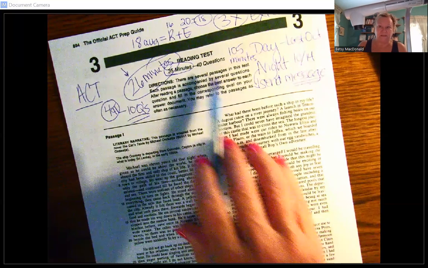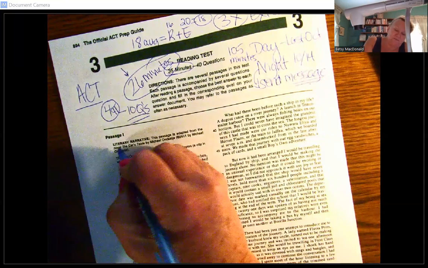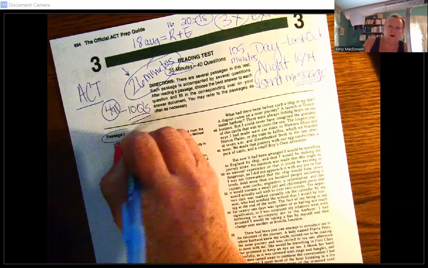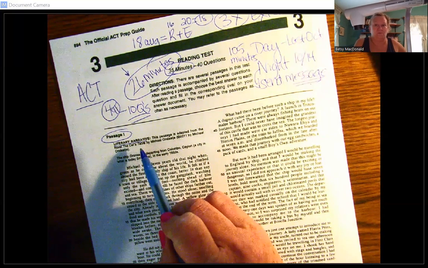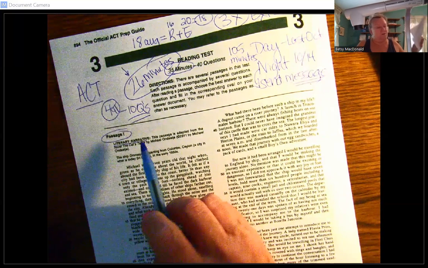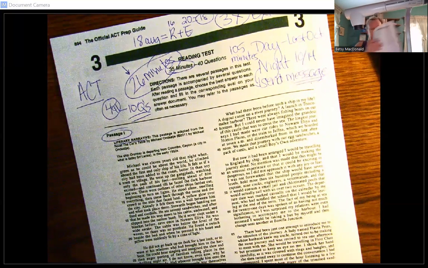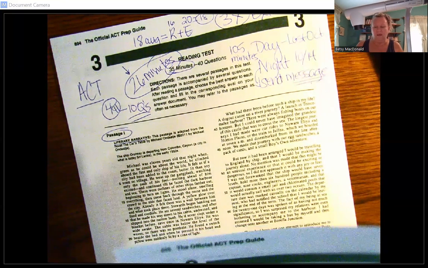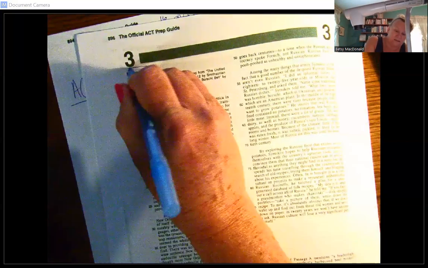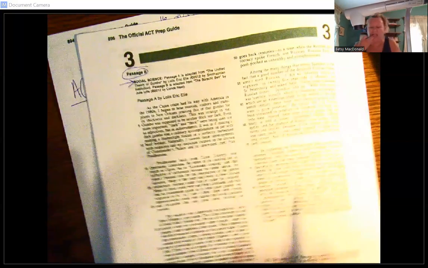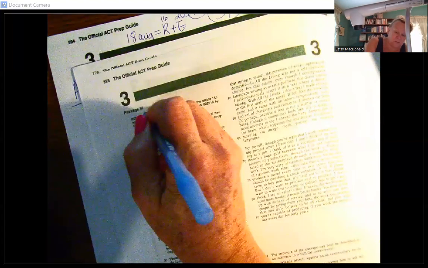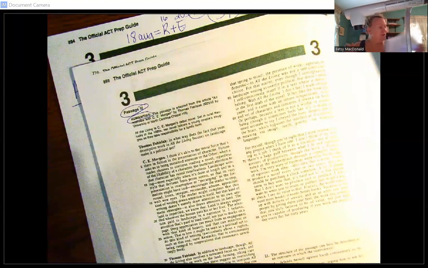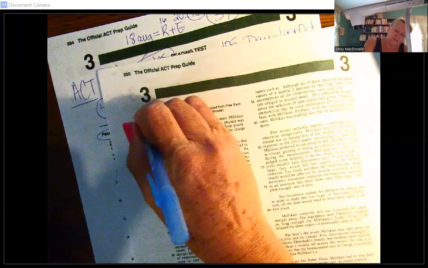All right, when we have a packet for the ACT, every single time, the very first passage, passage 1, is always going to be literary narrative. Every second passage is always going to be social science. Every third passage is always going to be humanities. Every fourth passage is always going to be natural science.